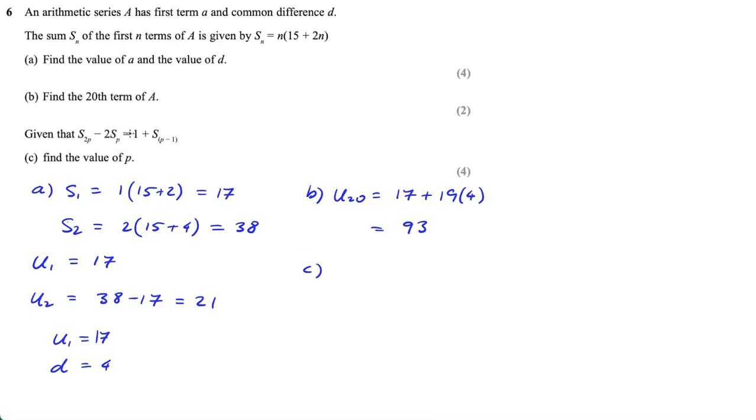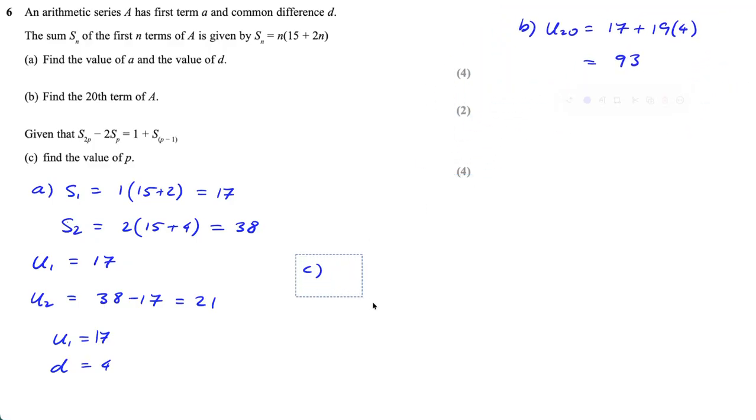Then part C. Given that S2P minus, let me just put this up here, guys, out of the way, S2P minus 2SP equals 1 plus S(P minus 1). Find the value of P. Okay, so obviously let's just get all of these different things. So S2P first. S of 2P is just 2P times 15 plus 2 times 2P, which is 4P. And then I guess, well, let's just leave it like that for now.